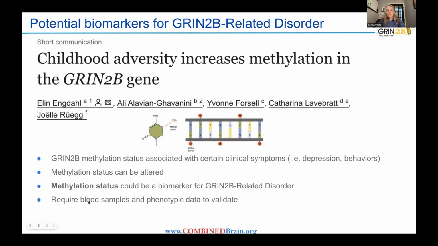One thing that this would require to really better understand and explore would be to get blood samples and phenotypic information from the GRIN2B-related disorder community to validate this initial finding and see how relevant it is to the GRIN2B-related disorder population.